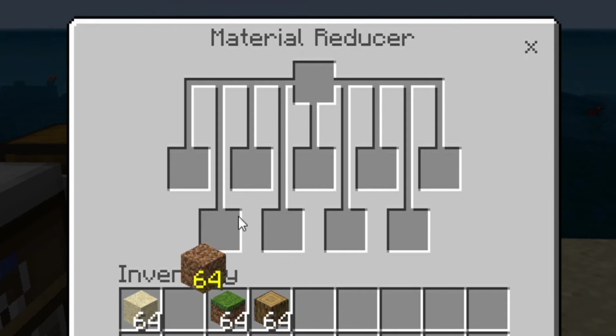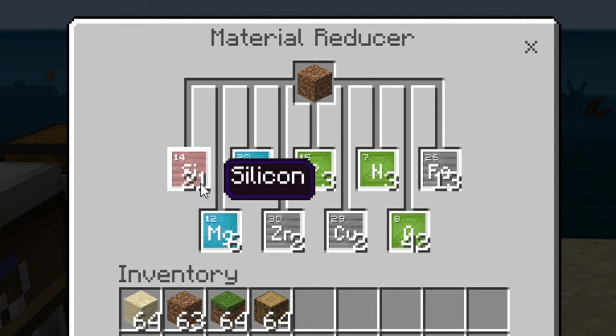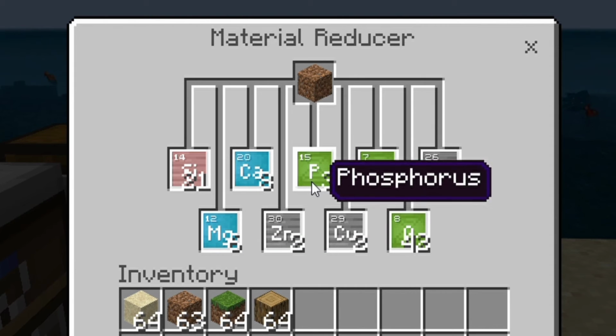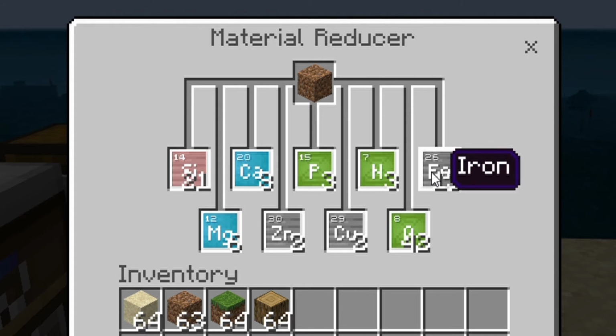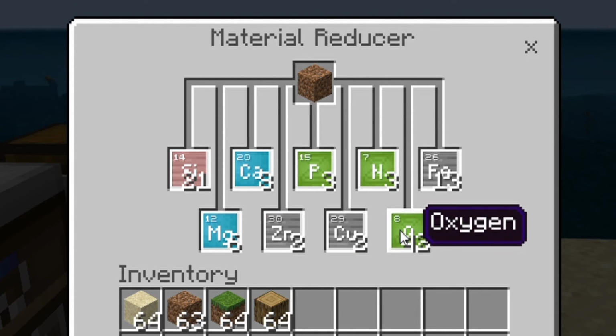You can see our sand is made up of silicon and lots of oxygen. Now we have regular dirt. You can see regular dirt has so many minerals in it: silicon, calcium, phosphorus, nitrogen, iron, magnesium, zinc, copper, and oxygen.